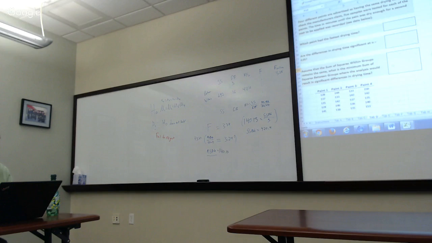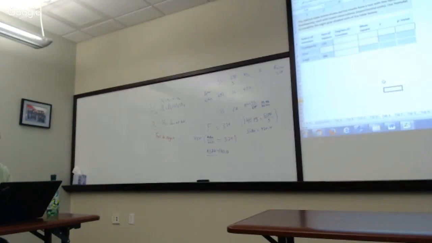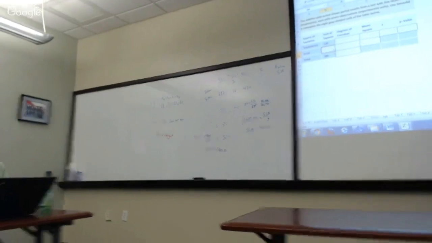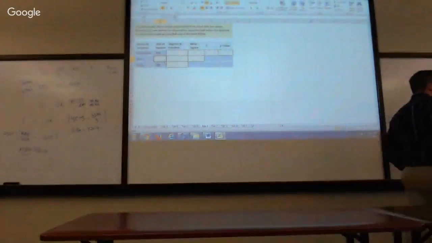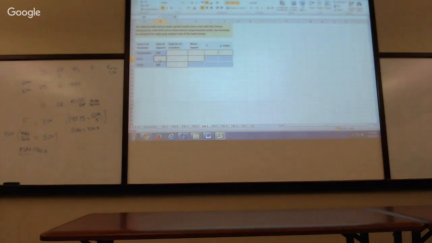So, speaking of which, here we go. We have a blank ANOVA table. The sum of squares for treatment plus the sum of squares for error is going to equal our sum of squares for total. So the first one is simply: our sum of squares of error is going to equal our sum of squares total less our sum of squares for treatment.